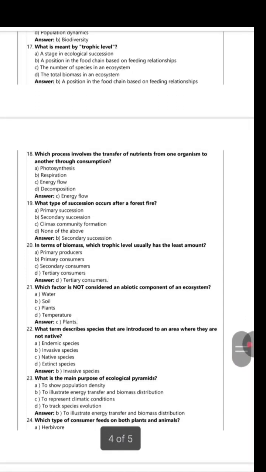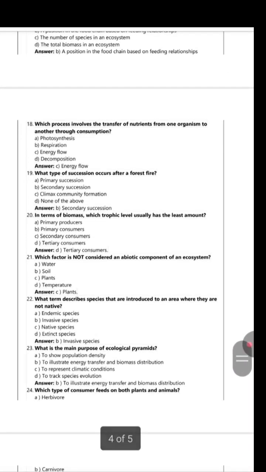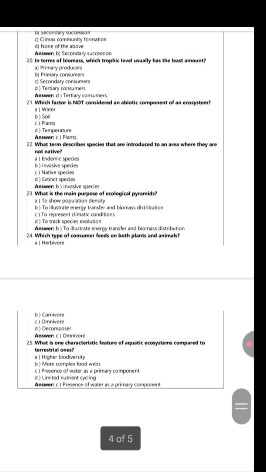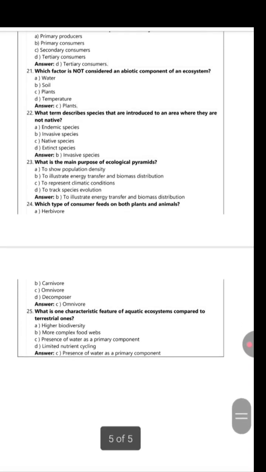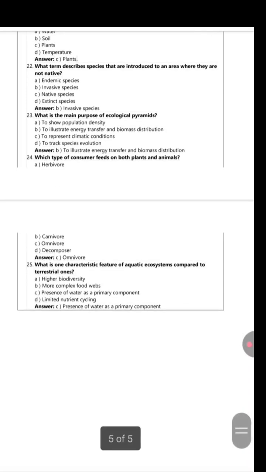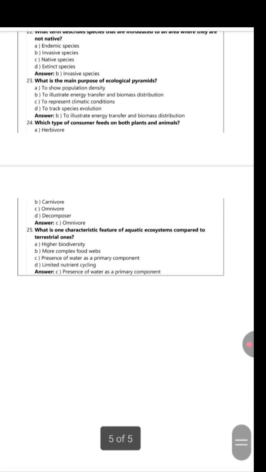Which process involves the transfer of nutrients from one organism to another through consumption? Energy flow. What type of succession occurs after a forest fire? Secondary succession. In terms of biomass, which trophic level usually has the least amount? Tertiary consumers. Which factor is not considered a biotic and abiotic component of an ecosystem? Plants. What term describes species that are introduced to an area where they are not native? Invasive species. What is the main purpose of ecological pyramid? To illustrate energy transfer and biomass distribution. Which type of consumer feeds on both plants and animals? Omnivore.